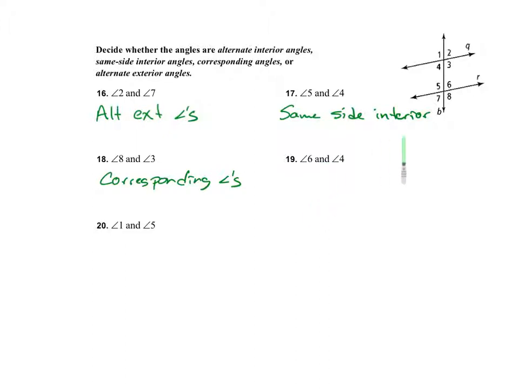Angle 6 and angle 4. Angle 6 and angle 4, they are both interior angles and on opposite sides of the transversal, and they are not adjacent. So they are alternate interior angles. And the last, 1 and 5, as you can see, they are corresponding angles.